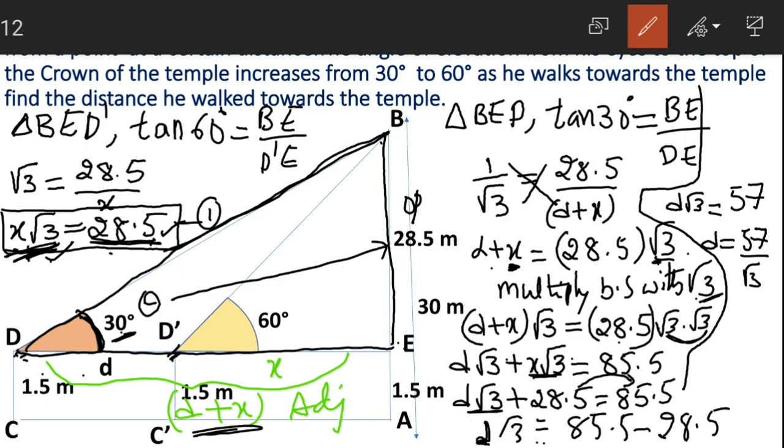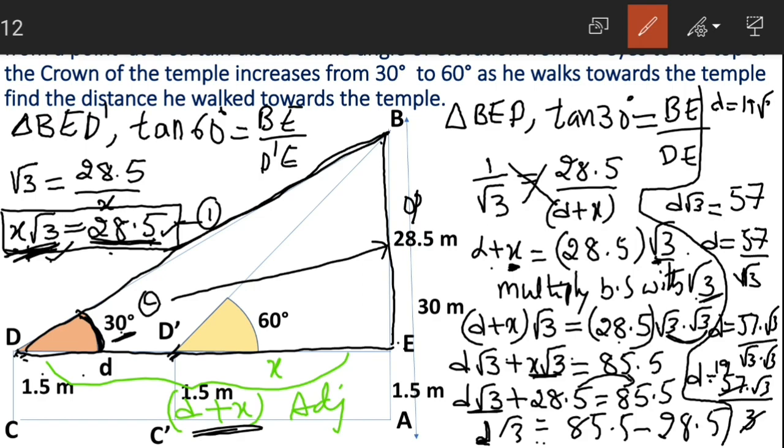Just to remove this root from denominator, do the rationalization. That is nothing but d is equal to 57 into root 3 by root 3 into root 3. Root 3 into root 3 is nothing but 3. So d value is equal to 57 root 3 by 3. By dividing we get 19. So finally the d value is 19 root 3.